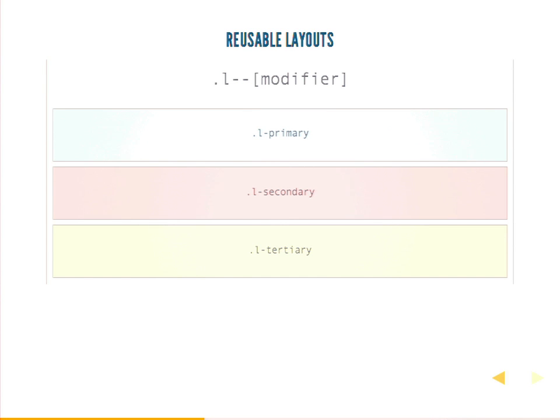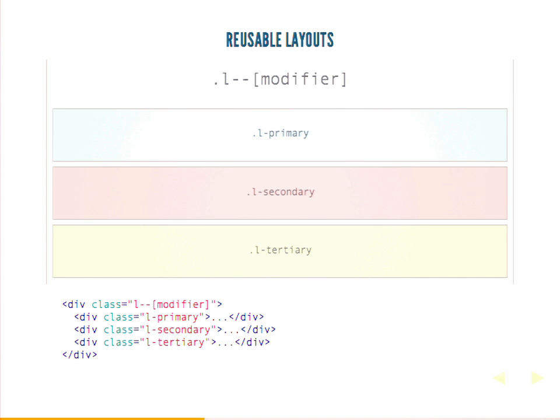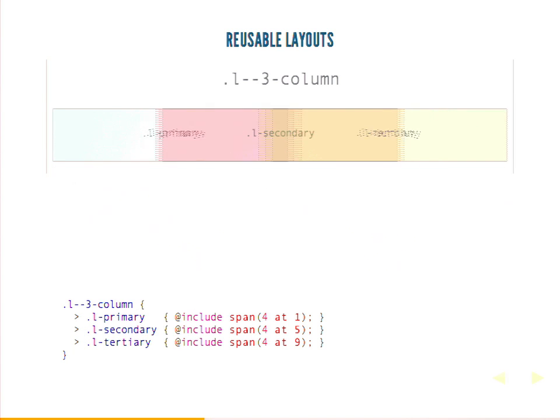I want to point out that we're using the two dashes, SMACSS style, for the modifier class and the one dash for the subcomponent. We treat these sub-elements of the layout as if they were subcomponents. So that's what the markup would look like, and then we can add a class, L--three-column, so a three column layout.